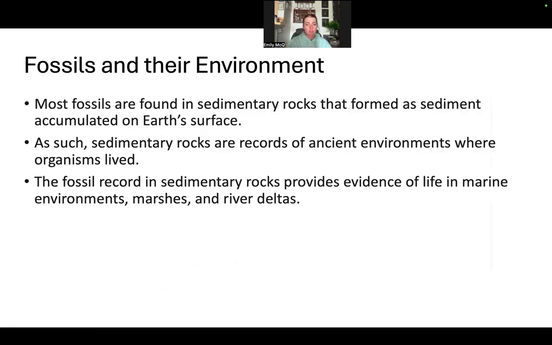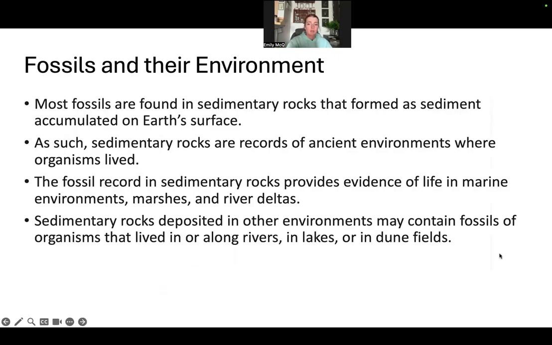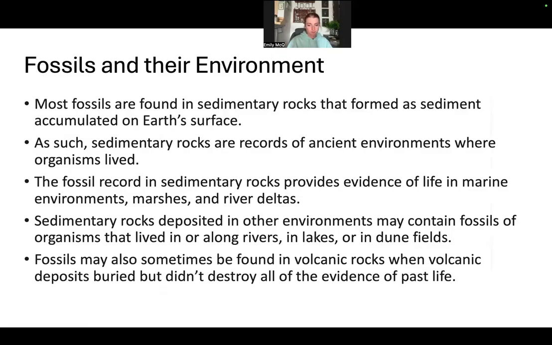The fossil record in sedimentary rocks provides evidence of life in marine environments, in marshes, in rivers, in terrestrial environments, desert environments. So we're going to find organisms that lived along these environments that make sense. And we do this by inferring from the organisms that live there now.